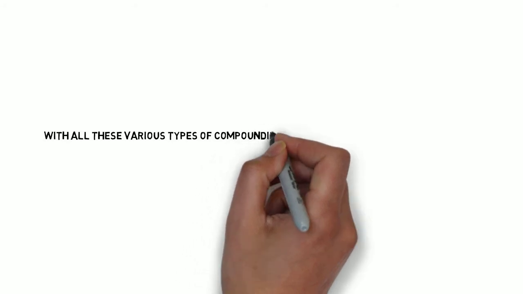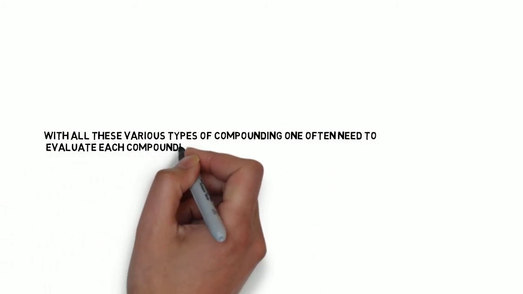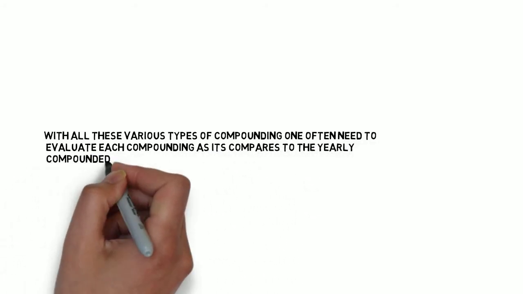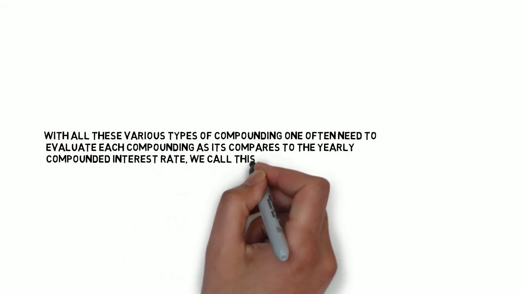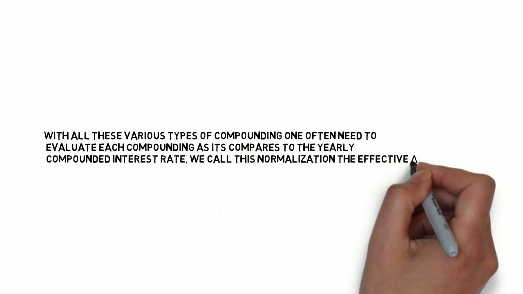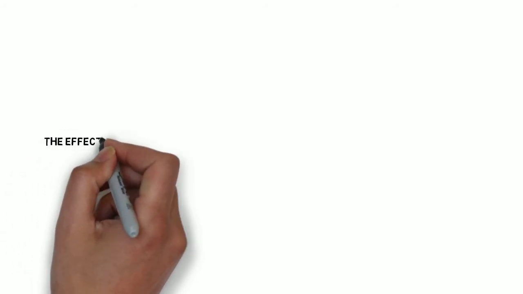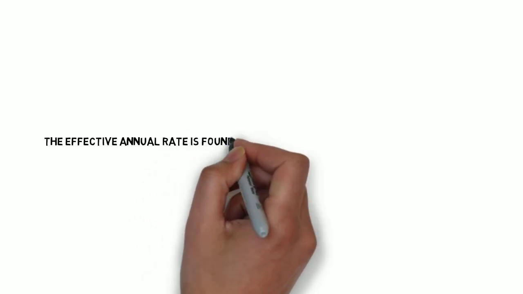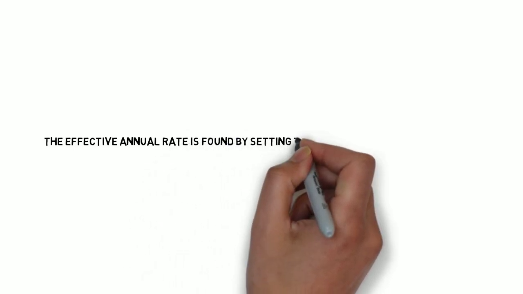With all these various types of compounding, one often needs to evaluate each compounding as it compares to the yearly compounding interest rate. We call this normalization the effective annual rate. The effective annual rate is found by setting the various compounding equal to each other and finding the equivalent to the yearly rate of R from 1 plus R.